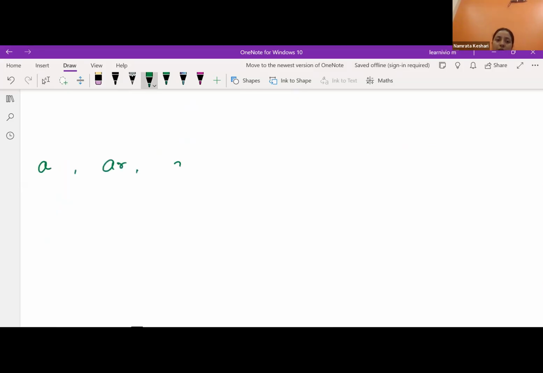Okay, so our general form of GP is: first term is a, next term is ar, next term is ar to the power 2, next term is ar to the power 3, ar to the power 4, ar to the power 5, ar to the power 6. You can see the first term. How many r is there? What is the power of r? Nothing. That means r to the power 0 is there.